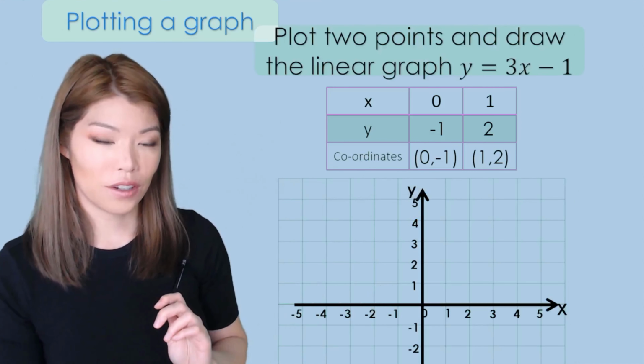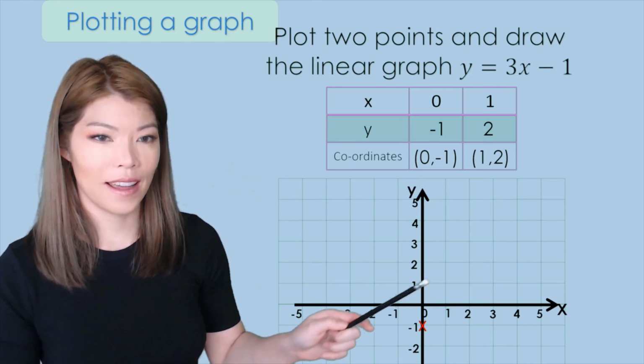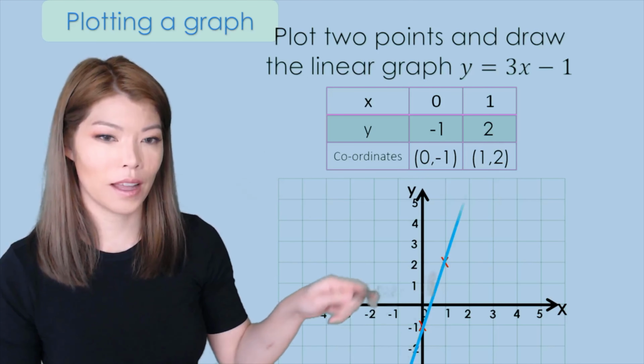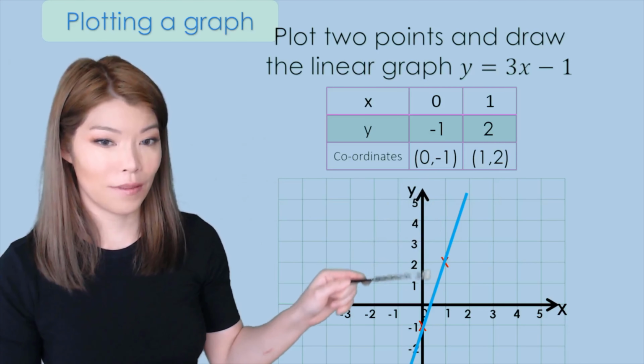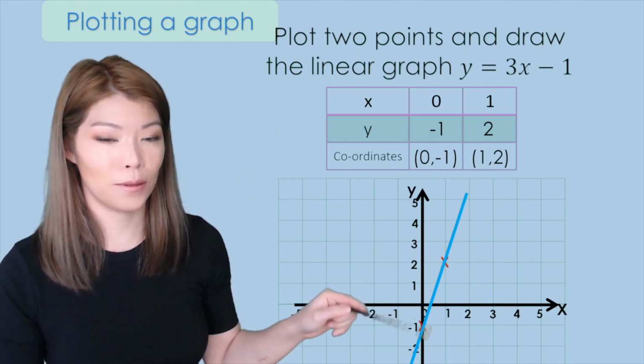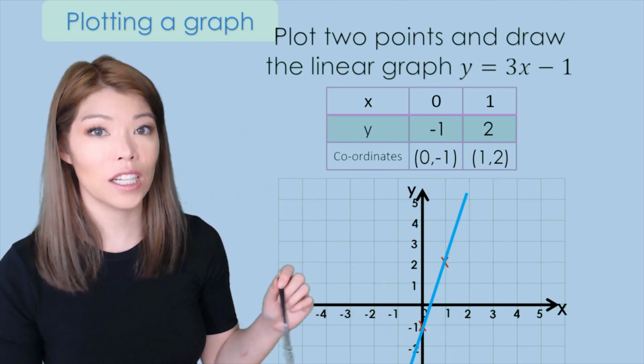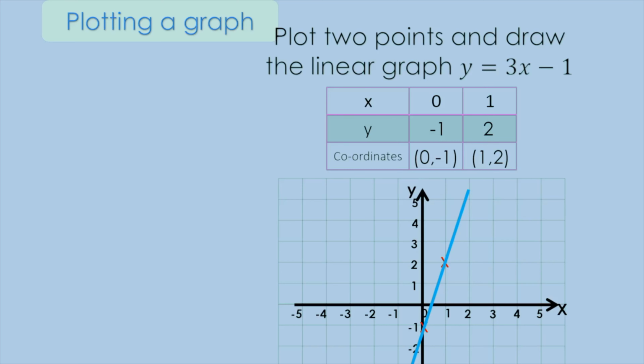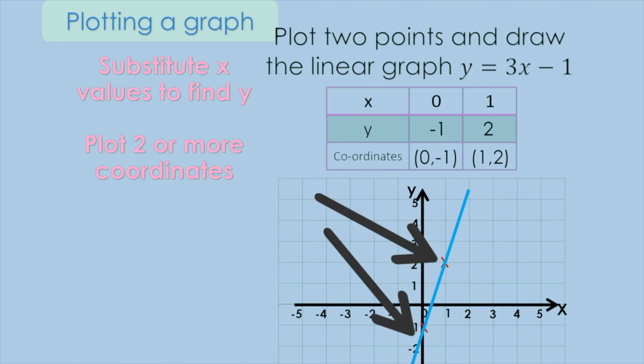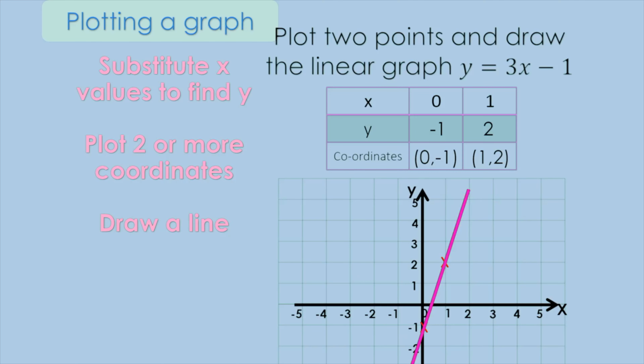And then we can sketch the graph, 0, -1, and 1, 2, and put a line through. As you can see, if we had other points on the line, it will still be the same line. So we only need 2 points. Now, do you remember the steps? Step number 1, substitute the x values in to find y. Once you're done with that, plot these 2 coordinates on the graph, then draw a line.